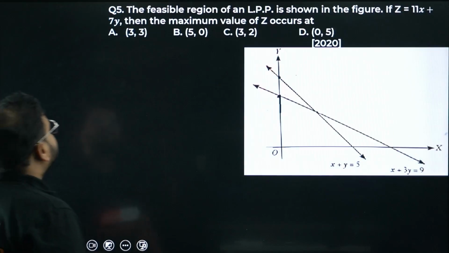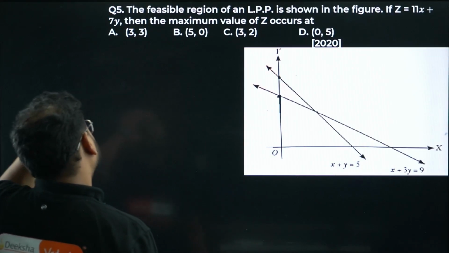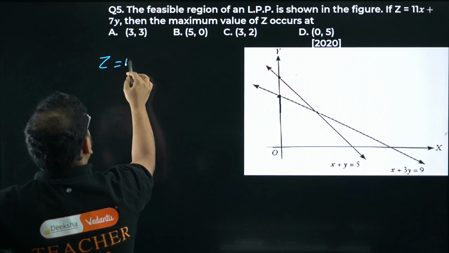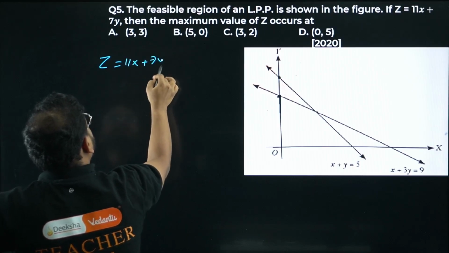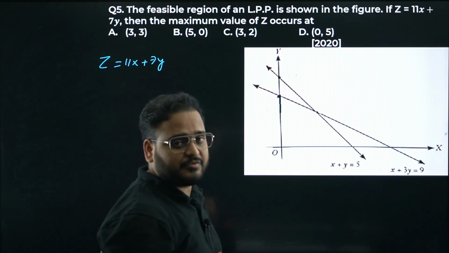Question number 5 now. The feasible region of an LPP is shown in the figure. The objective function is given to you, z equals 11x plus 7y. The maximum value of z occurs at. So we'll look for the points of intersection first.